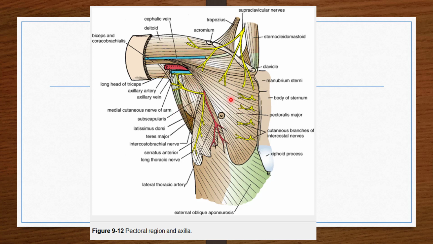This is anterior wall of the axilla, which is formed by the pectoralis major muscle. When we will remove the pectoralis major, we can see the pectoralis minor muscle. Okay, so this is pectoralis major muscle forming the anterior wall of the axilla. This is serratus anterior, which is forming the medial wall of the axilla. And these are three muscles which are forming the posterior wall of the axilla, which are subscapularis, teres major muscle and latissimus dorsi muscle.